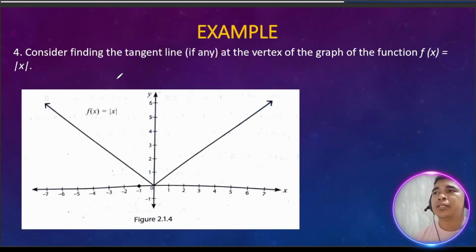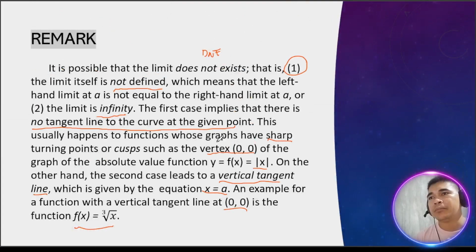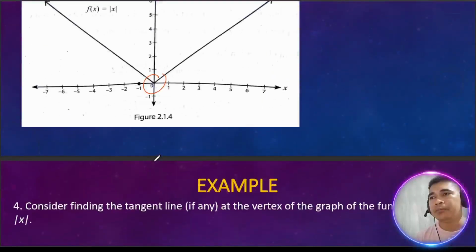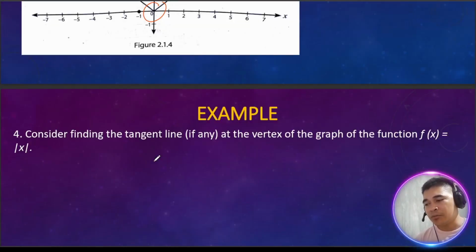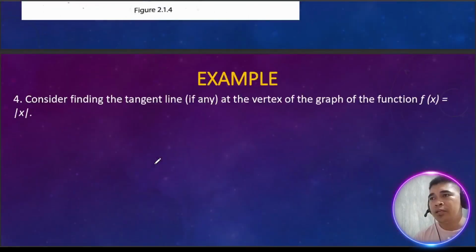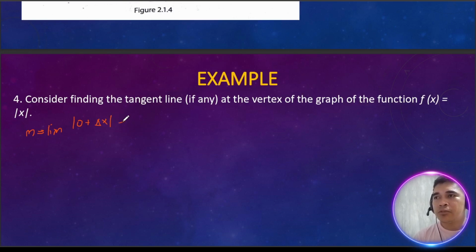So for example, consider finding the tangent line, if any, at the vertex of the graph of the function f of x equals the absolute value of x. So it has a sharp point, right? A sharp turning point. So this is case number 1. So applying the limit definition of getting the slope of the tangent line at 0, 0. Here we have m equals the limit of the absolute value of 0 plus delta x minus 0 all over delta x. So applying the definition 2.1.1.